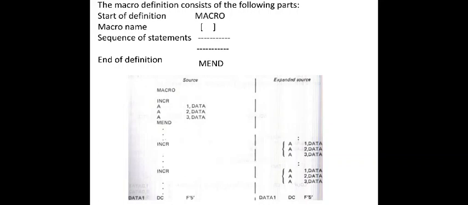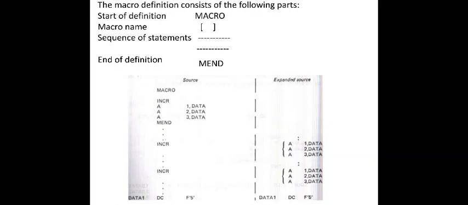The macro definition consists of the following parts. Just in the previous slide, we talked about how the macro will be. So here we have the syntax, how it looks. First, you should have the start of a definition. To represent the start of a definition, we use the keyword called macro.